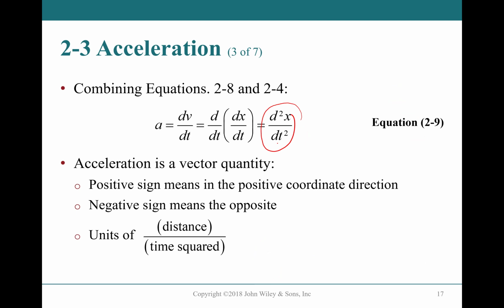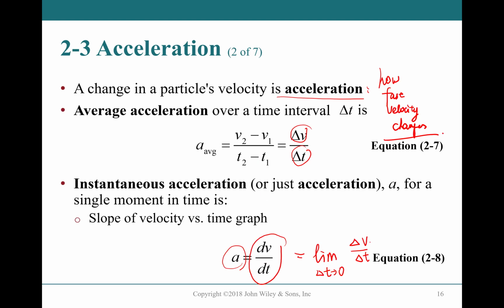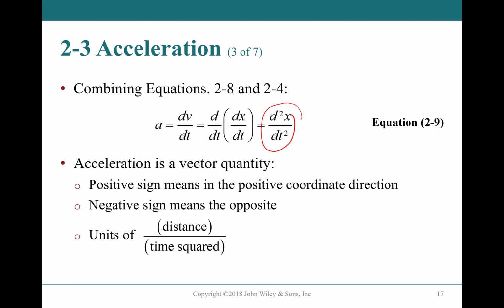And what is the unit here? See, V is meters per second. Over another second, you are going to get meters per second squared. So that's why the unit of acceleration is distance over time squared, so meters per second squared.